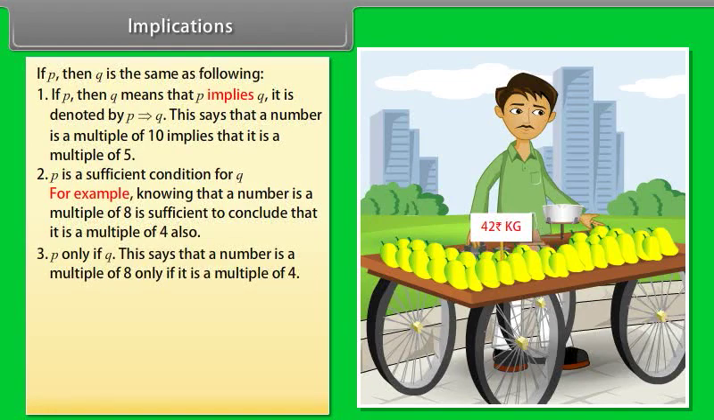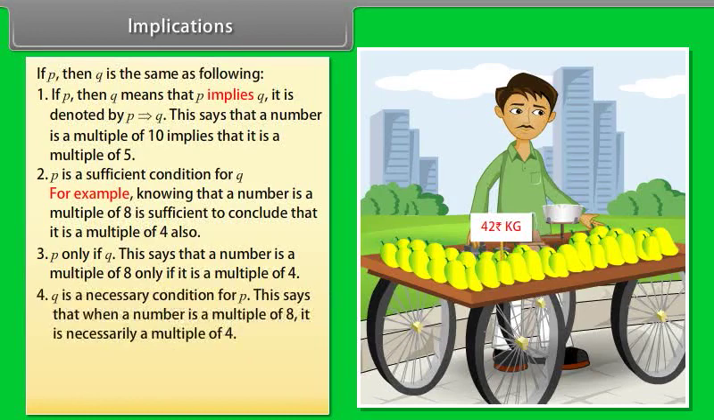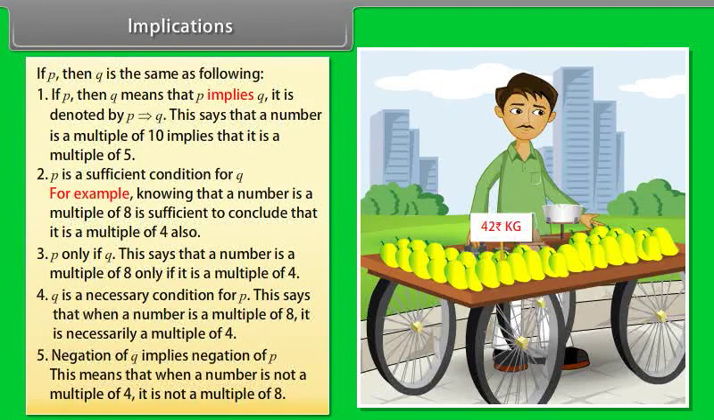"P only if Q". This says that a number is a multiple of 8 only if it is a multiple of 4. Q is a necessary condition for P. This says that when a number is a multiple of 8, it is necessarily a multiple of 4. Negation of Q implies negation of P. This means that when a number is not a multiple of 4, it is not a multiple of 8.